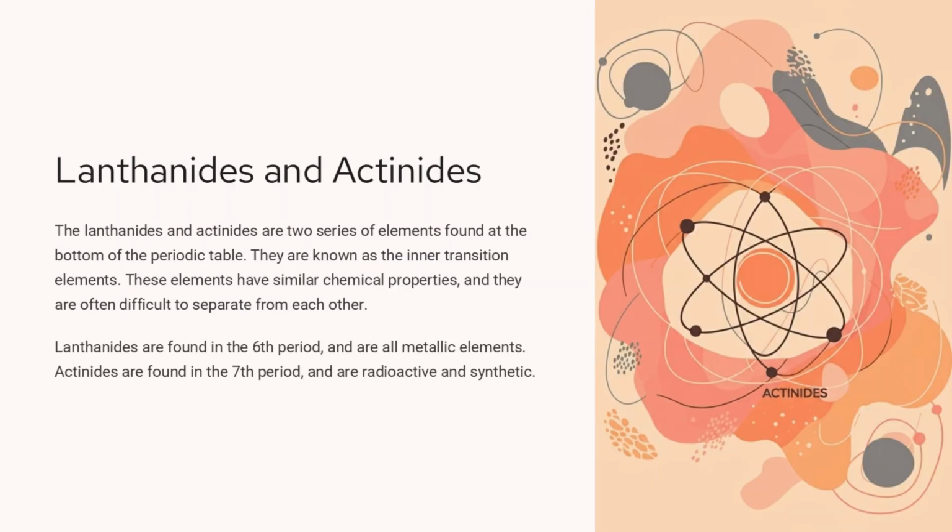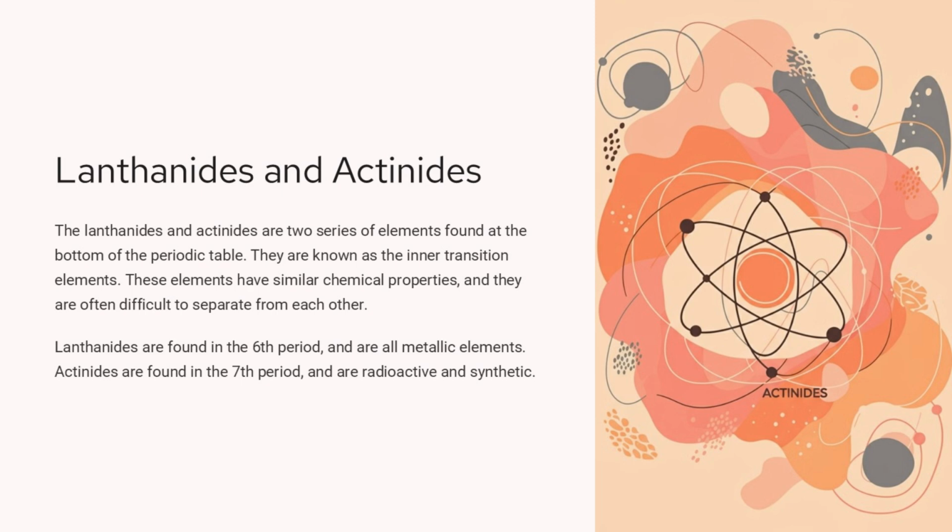The periodic table is a complex and fascinating representation of the elements that make up our world. Today we'll be focusing on two unique series of elements found at the bottom of the table, the lanthanides and actinides. These inner transition elements share similar chemical properties, which can make them challenging to separate and study.